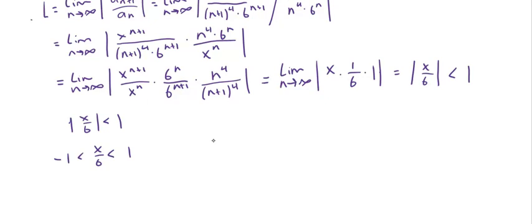But anyway, from here, I just multiply by 6. So I get negative 6 less than x less than 6. And remember, I'm multiplying by 6 on all sides, all pieces of this, kind of treating it like an equation with two equal signs. And that is almost my answer. What I need to do now is figure out what happens at the endpoints. I'm going to go ahead and write that endpoint.